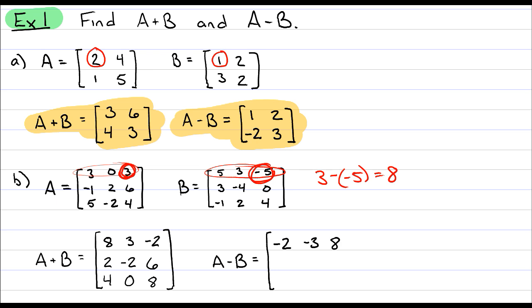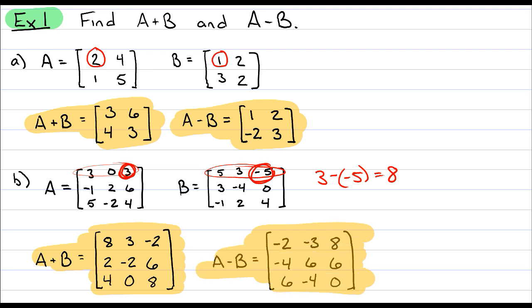Moving to the second row, I have minus 1 minus 3, 2 minus a negative 4. That's 2 plus 4, which is 6. And then I have 6 minus 0. In the third row, I have 5 minus negative 1. 5 plus 1 is 6. Then I have minus 2 minus 2, which is minus 4. And then for the last entry, I have 4 minus 4, which is 0. So make sure to go through that carefully, try it on your own, and make sure you get the same answer. But at the end of the day, these are the resulting matrices, A plus B and A minus B.